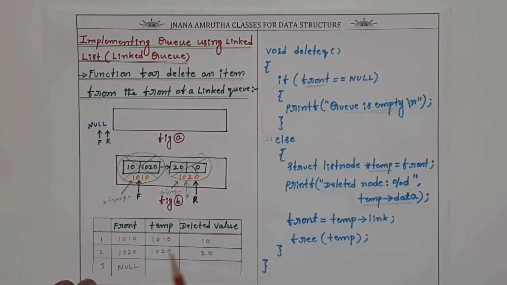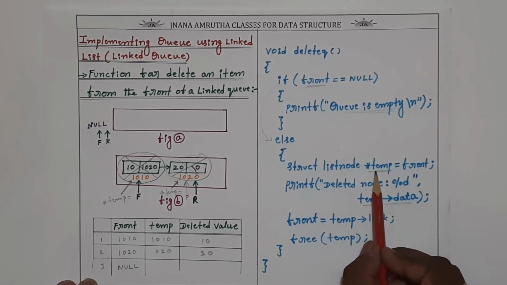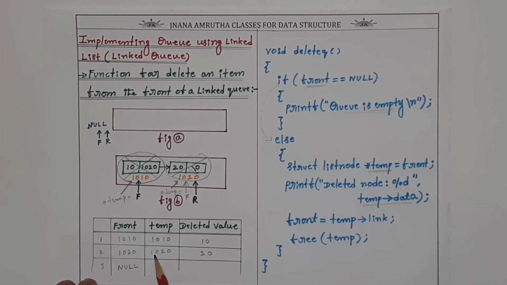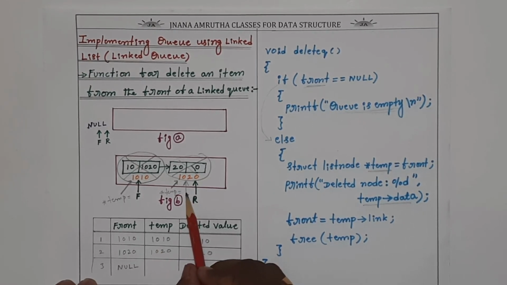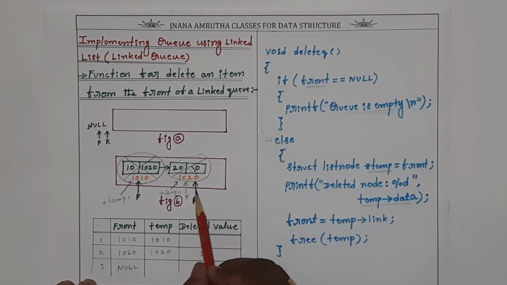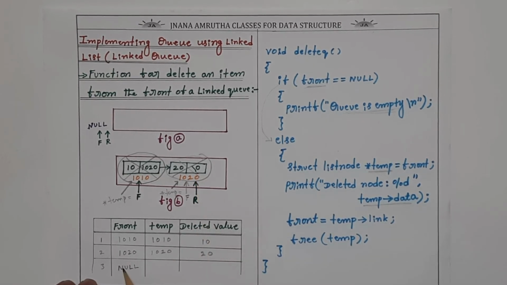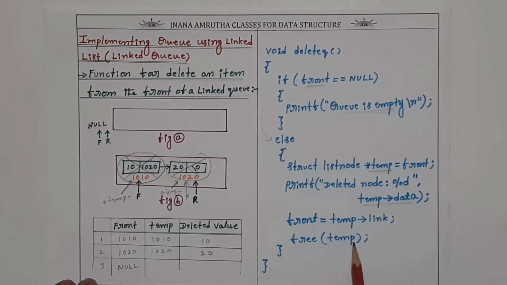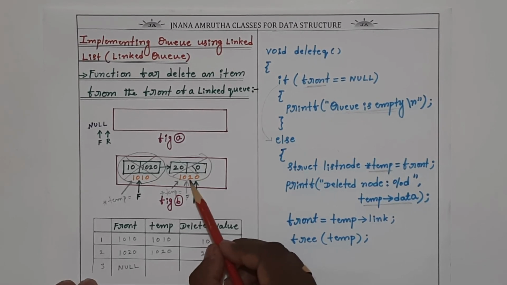Next, in the second iteration, once again we are calling the delete function. Now front is pointing to 1020. Same process: again we assign temp equal to front, so temp is also pointing to 1020. Next we are moving front from here to here, that is front equal to temp of link. Temp of link, what does it contain? Null value. See here, temp of link equals null. After that, we are deleting this node, 1020, from the linked queue.